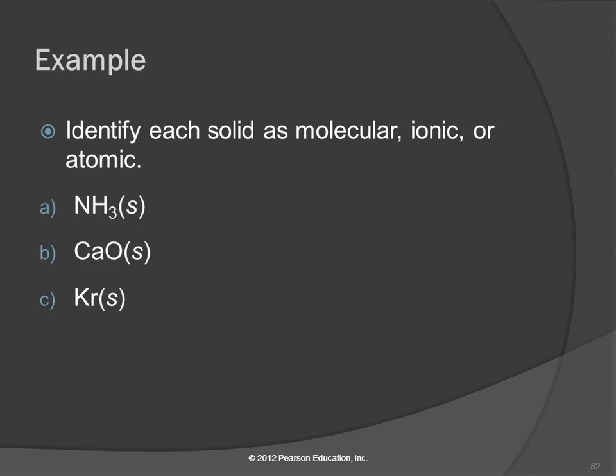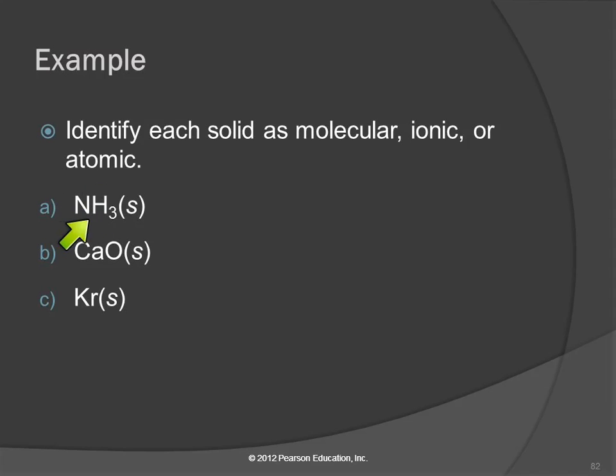So identify each of these as molecular, ionic, or atomic. There will be a question like this on the exam, and these questions should be very easy to answer if you just stop and think about it for a couple seconds. So from our study of nomenclature, what kind of a compound is NH3? It's a molecular compound, right? It's got two nonmetals. They're bonded together with covalent bonds.